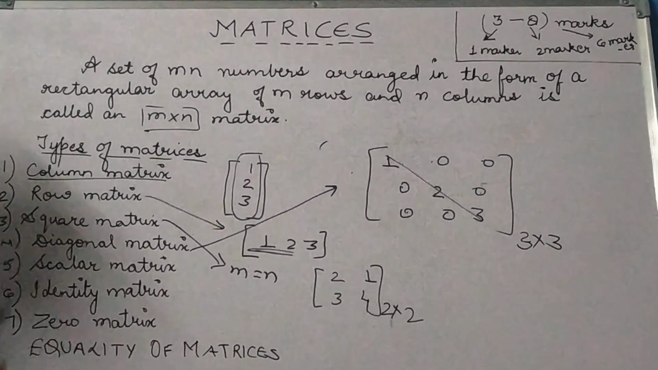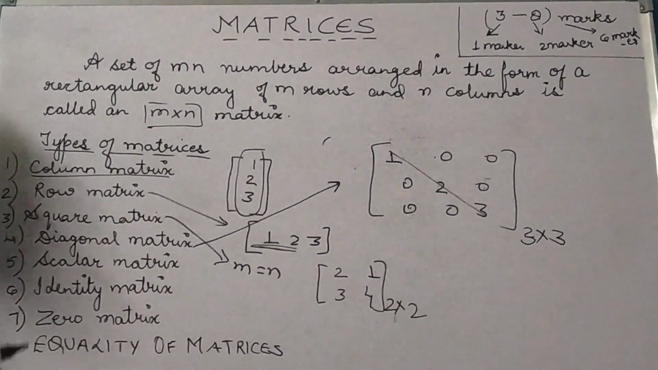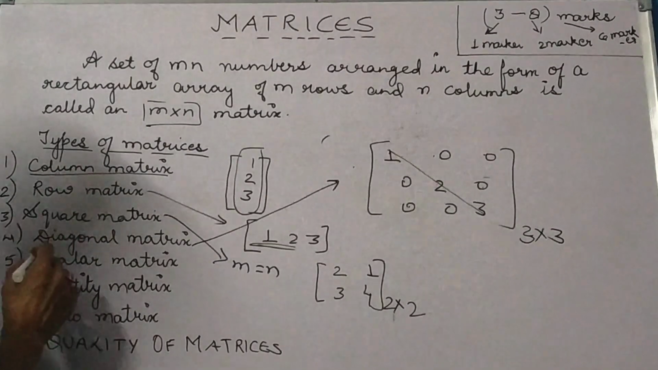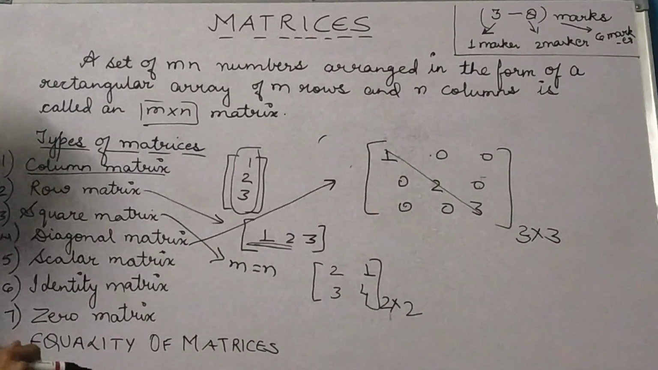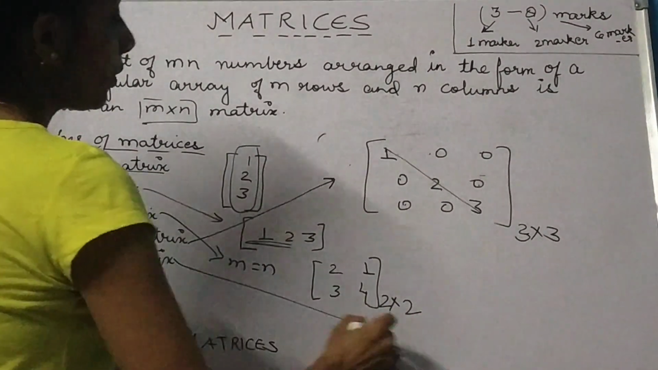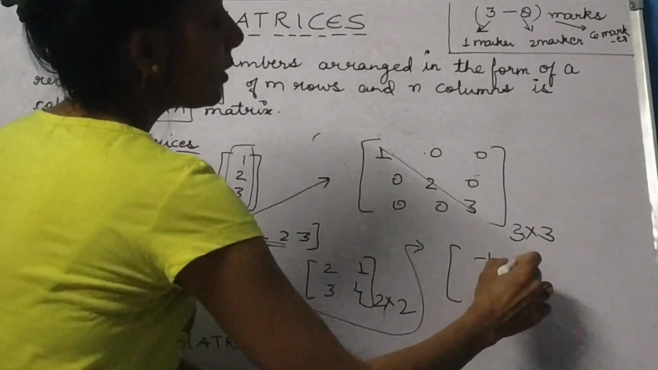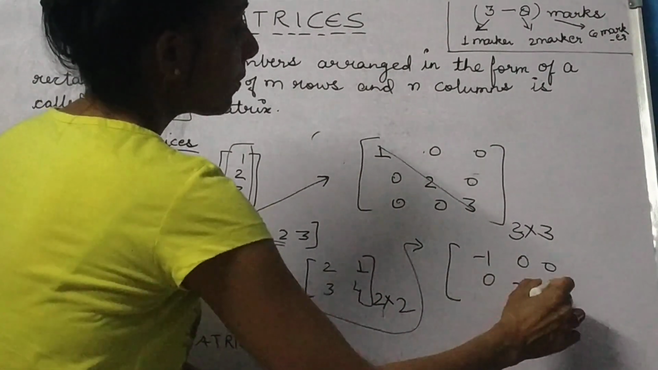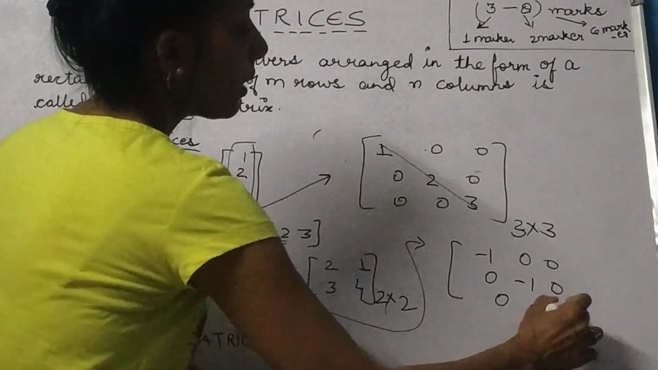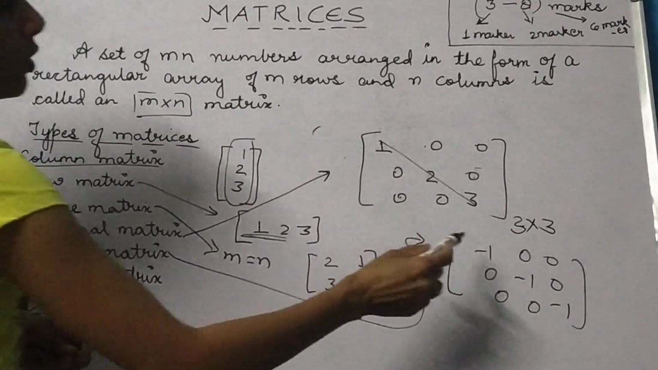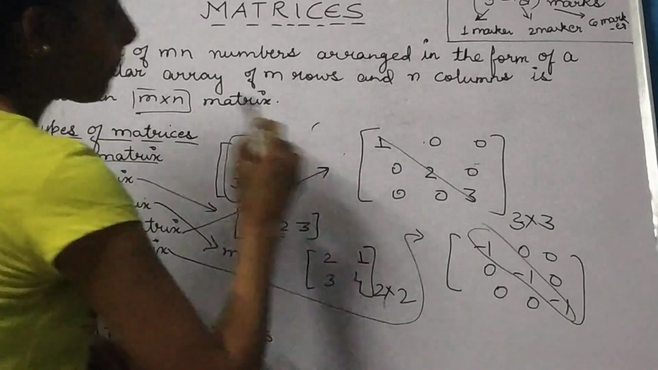Now come to the scalar matrix. A scalar matrix is again a square matrix in which diagonal elements are the same. So here I can write it as, say, minus 1, 0, 0, 0, minus 1, 0, 0, 0, minus 1. So all the diagonal elements are the same.